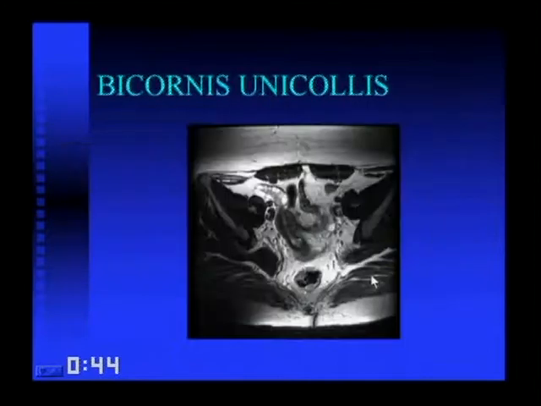Here's a bicornis uterus, unicollis. The left horn has atrophied. Notice the small ovoid shape. This is kind of how a prepubertal uterus may look, and notice the narrow cavity, tilt to the right. Notice the normal ovary with the stroma and the follicles.